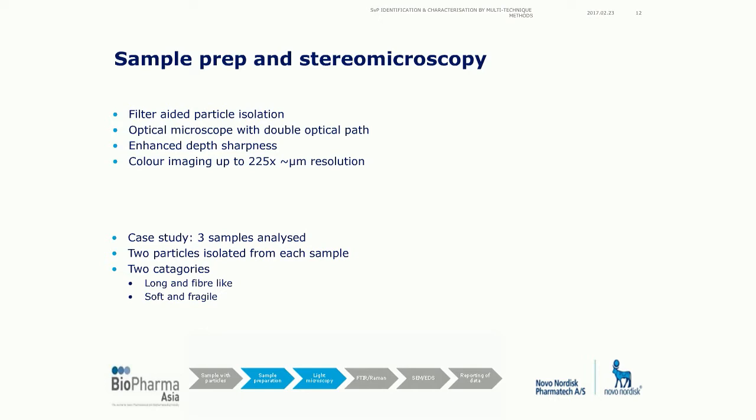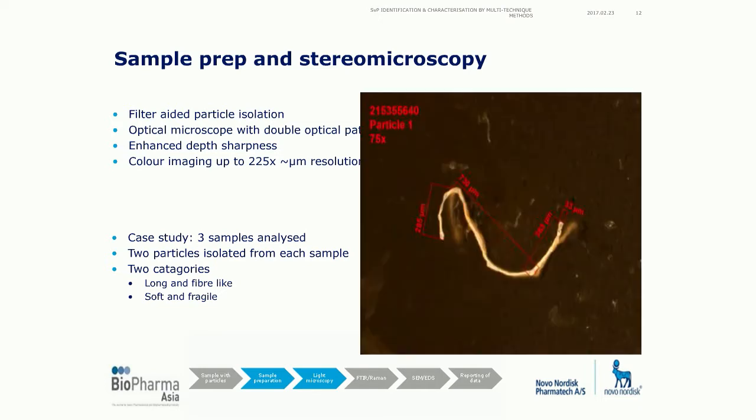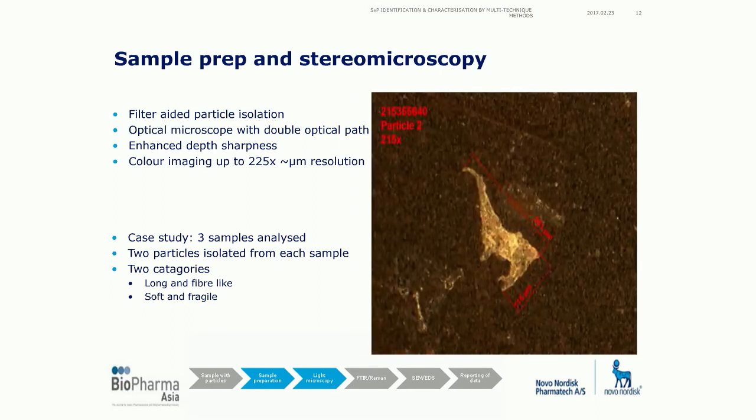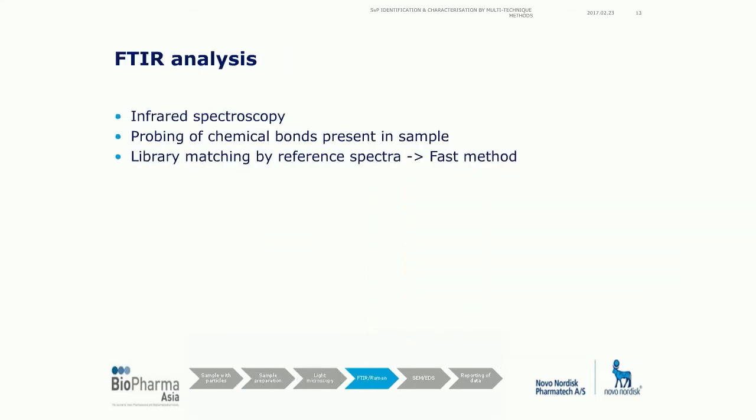I'm going to take a starting point in a case study where we analyzed 3 samples. In this sample we found 2 types of particles. The first one being long and fiber-like, and the second one being more soft and fragile. Both of them were white and had no color.